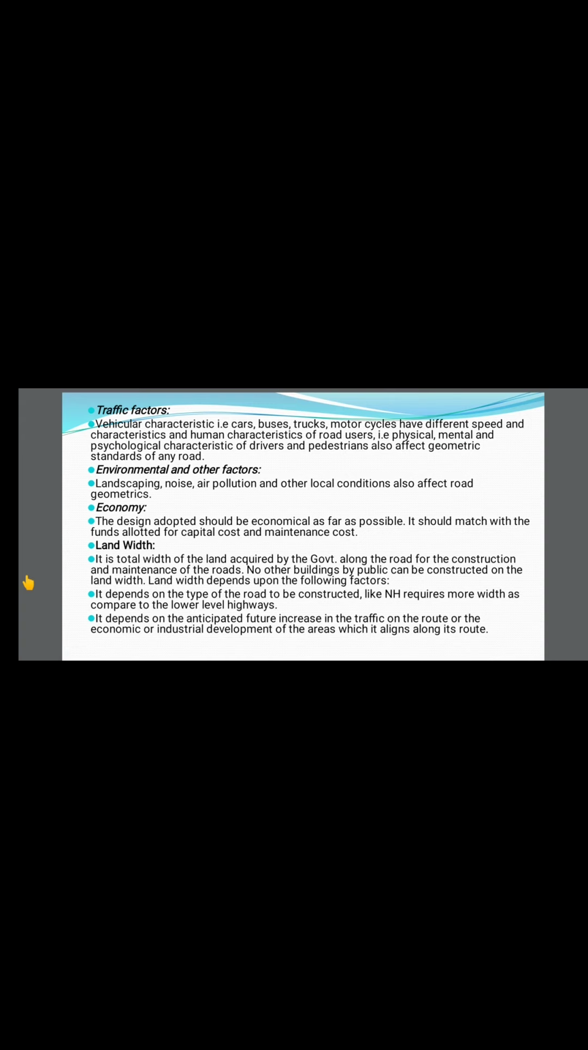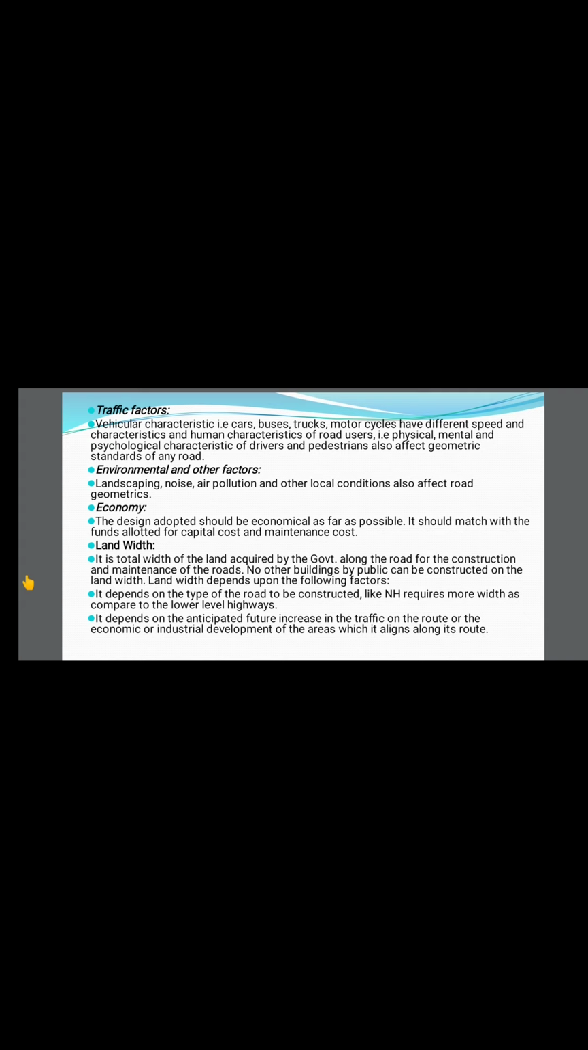Traffic factor. Vehicular characteristics, that is cars, buses, trucks, motorcycles, have different speeds and characteristics, and human characteristics of road users, that is physical, mental, and physiological characteristics of drivers and pedestrians, also affect the geometric standard of any road. So what we are studying are the design parameters.